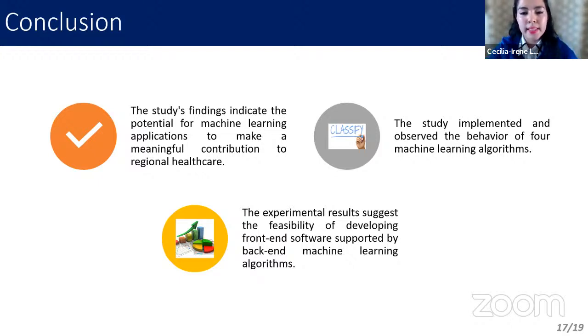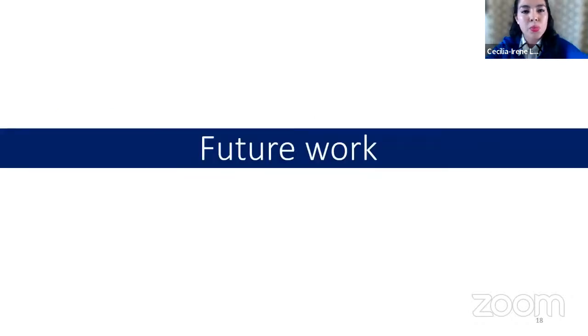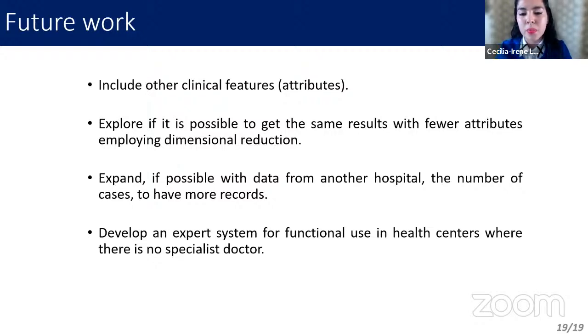Also, we expect that these results can help to construct front-end software supported by back-end machine learning algorithms. As future work, we consider including other attributes, exploring whether it's possible to get the same accuracy or better performance with fewer attributes, getting data from another hospital to have more medical records, and developing an expert system for functional use in health centers where there is no specialist doctor.